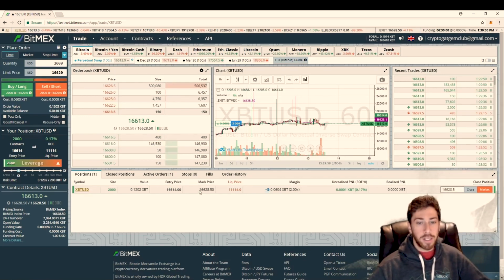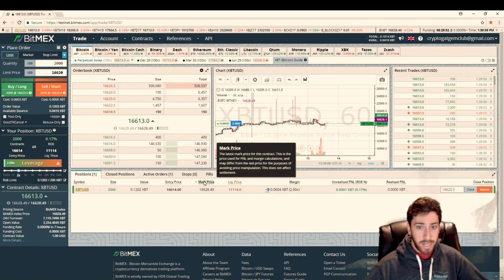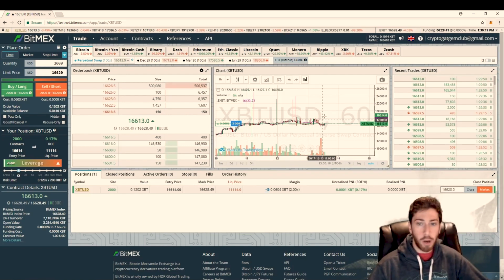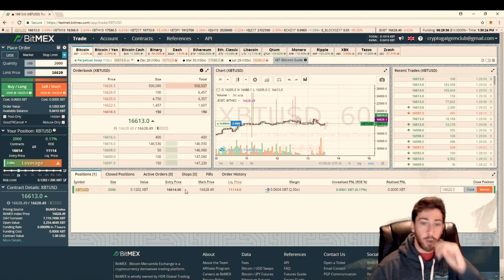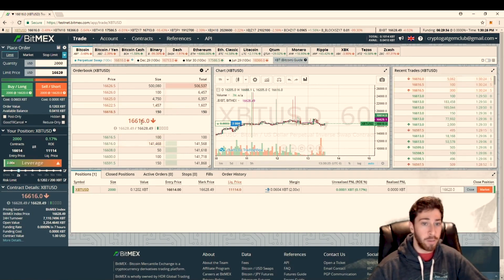Next, you have the mark price. The mark price lags behind the last price a little bit, and it kind of helps you out so you don't get liquidated on a flash crash or a pump. So if you read, it's the latest price for this contract. This is the price used for P&L and margin calculations and may differ from the last price for the purposes of avoiding price manipulation. So this lags behind in case the price gets pumped like crazy just to liquidate all of the shorts. You won't get liquidated if you have a short instantly. It will wait until the actual contract price catches up and the last price would be above your liquidation price.